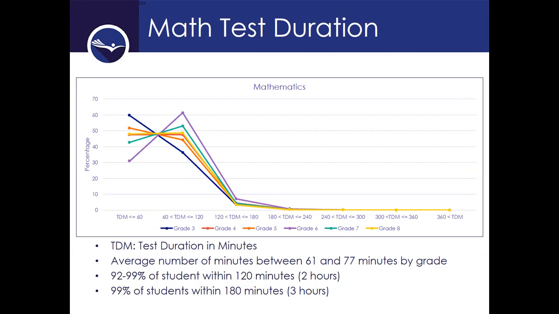You can see that there are some slight differences there. If you take a look at third grade, for instance, 60% of students were done under 60 minutes, and then that number is lower between 60 and 120 minutes. Most of them go up when that happens, but there is definitely variation within grades here.